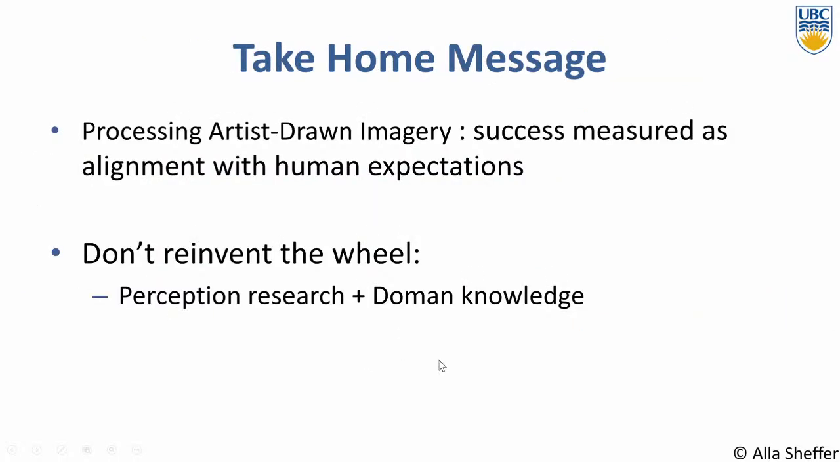So, take-home message from my talk. If you want to look at processing artist-drawn imagery, you really want to look at different measures of success than when looking at natural images, because success is measured as alignment with human expectations. There is no correctness metric. There is no realism metric. It's all about, does the viewer agree with you or not.